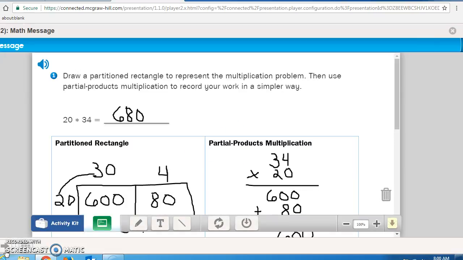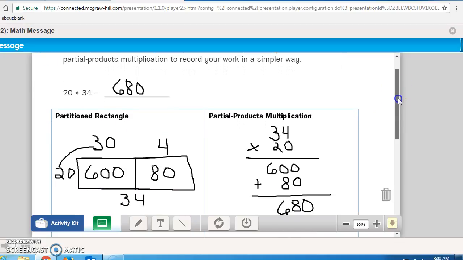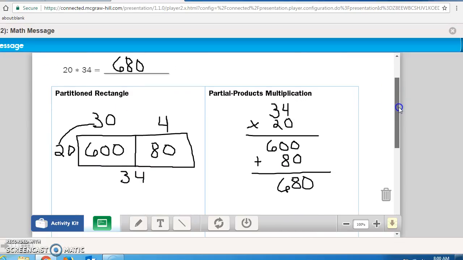For this problem, you are going to turn to page 130 in your math journal. There are two different methods I'm going to show you here for multiplying in order to get the answer for a 2-digit by 2-digit multiplication problem. So pause the recording now if you need to get to math journal page 130 so you can walk through this with me.